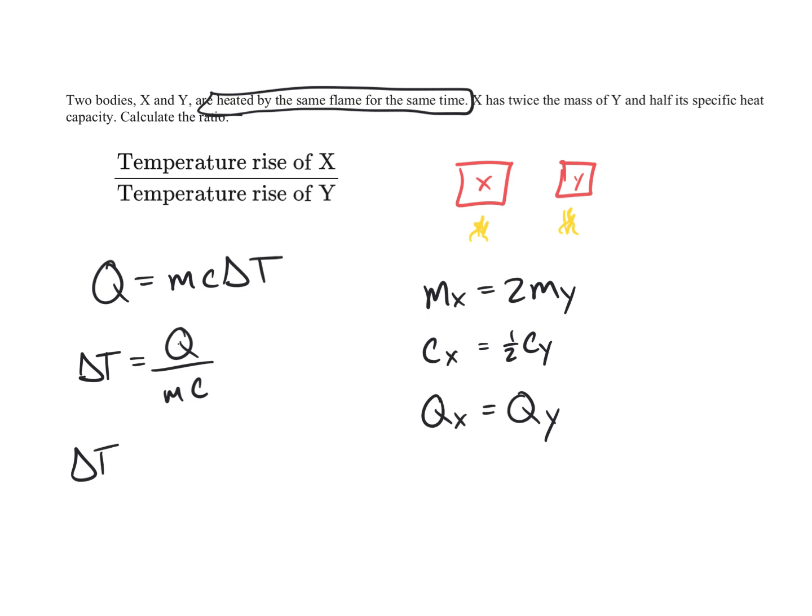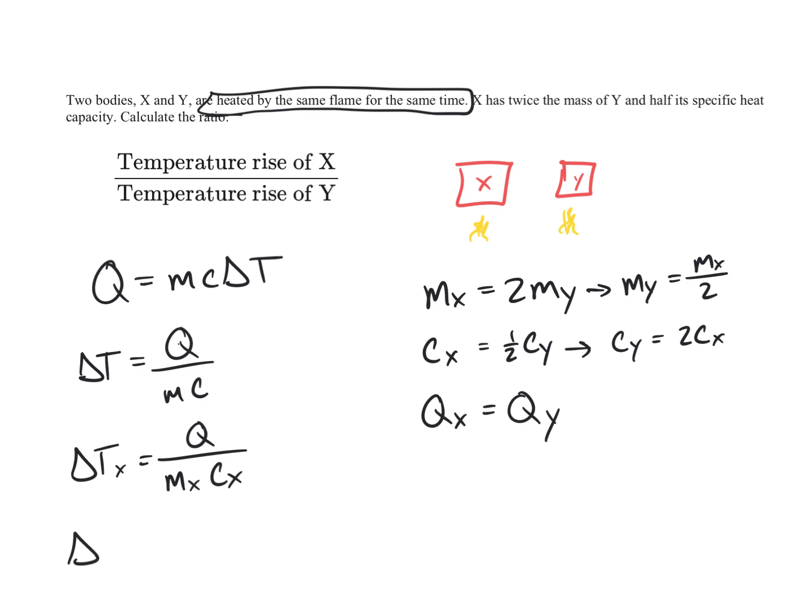So the change in temperature of X would be Q, and I'm going to put everything in terms of X then. So this would be the mass of X and the specific heat capacity of X. So I'm going to rearrange these then to solve for Y. So the mass of Y is going to be half the mass of X, and the specific heat capacity of Y is going to be 2 times the specific heat capacity of X.